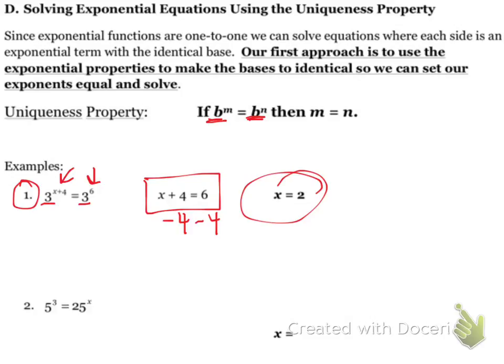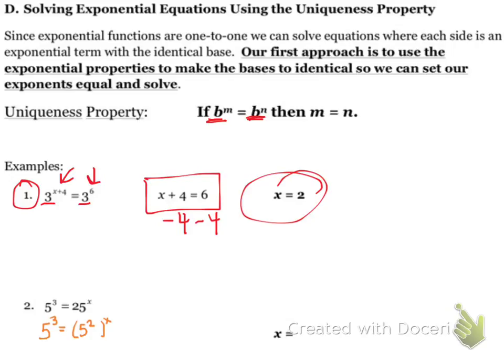Now, the next problem's not so easy because you have a base of 5 and a base of 25. Now, we can't change the 5 into anything else, but we can change the 25 into another number. And since on the left it's a base of 5, we want the right to also be a base of 5. So the left stays the same, and instead of writing 25, I'm going to write it in terms of a base of 5. So 5 to the what is 25? 2. So you write 5 squared, and then the x just hangs out.